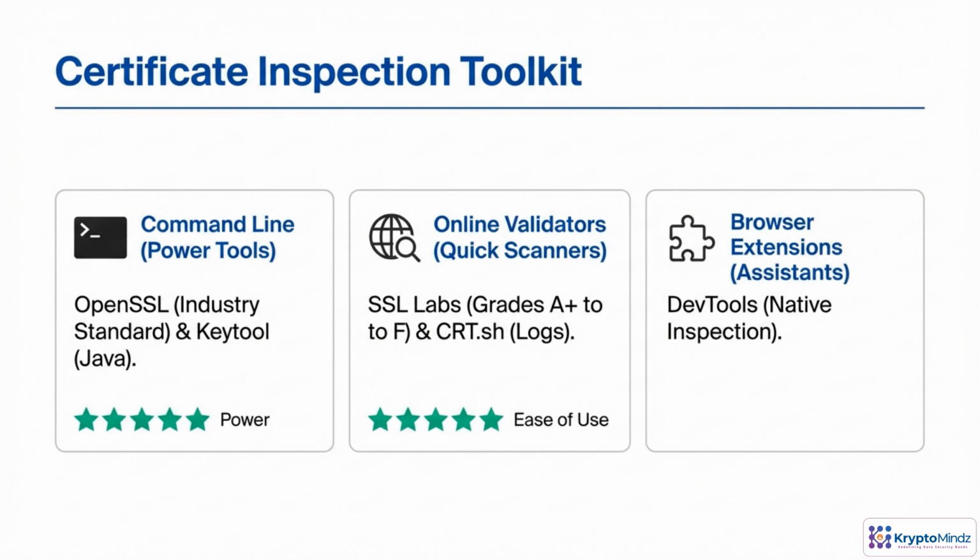For everyday work, your browser is your assistant. Built-in dev tools and lightweight extensions let you click and inspect the certificate presented to your session, confirm the chain, and spot mismatches without leaving the page. In practice, you'll often start with the browser, confirm with an online scanner, and then drop to the command line when you need precise, low-level answers or automation.